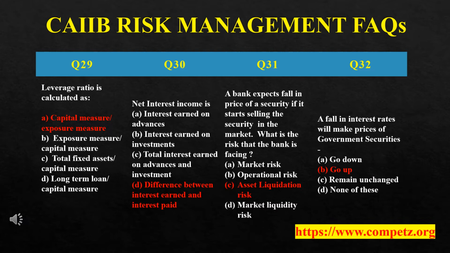The next one is: a fall in the interest rate will make prices of government securities, that is G-Sec, what? If an interest rate will reduce, will make the prices of government securities go up, go down, remain the same, or none of these. The answer is obviously it will go up, because the market's interest rate and the price of a fixed income security is always inversely related.